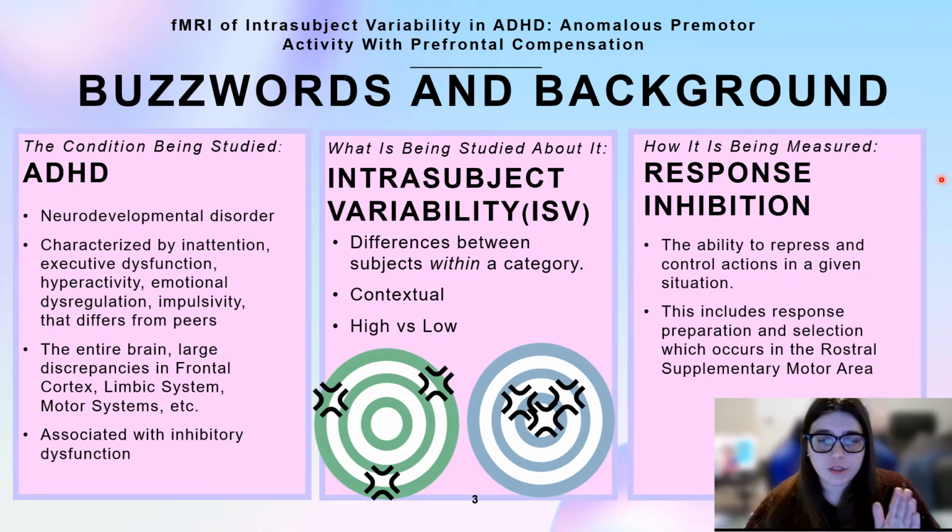Now, what we're going to do to measure intrasubject variability, they use response inhibition. And so response inhibition is the ability to repress and control actions in a given situation. And for motor actions, this includes response preparation and selection, and this occurs in the rostral supplementary motor area.